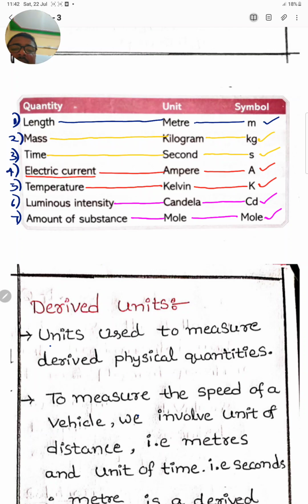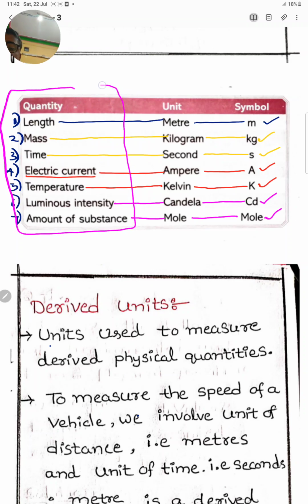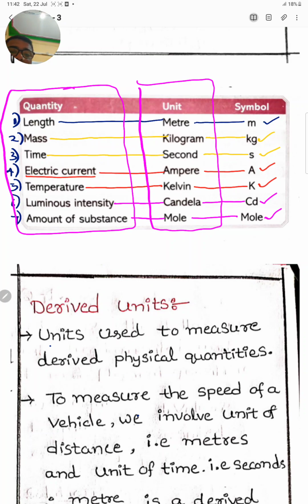This is a very important table. The first column indicates the total 7 fundamental quantities. The second column indicates the total fundamental units in the SI system. Here the symbols column is also very important. Okay, right. Next, one more point here.